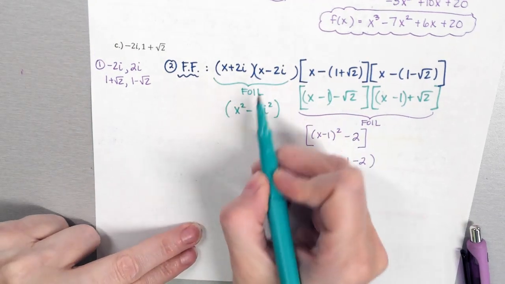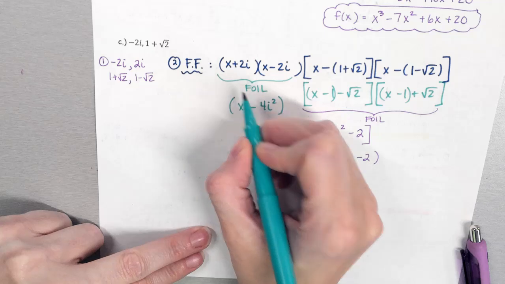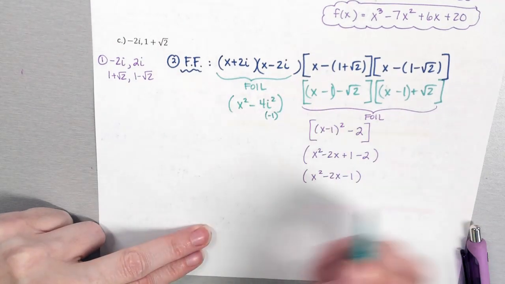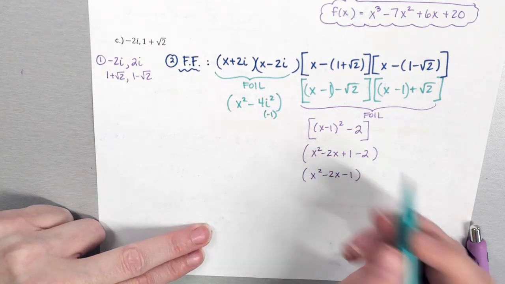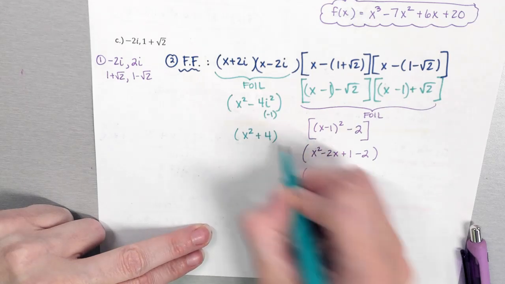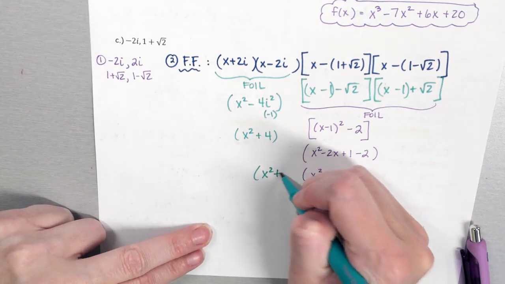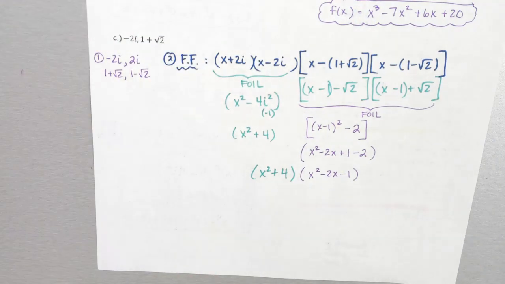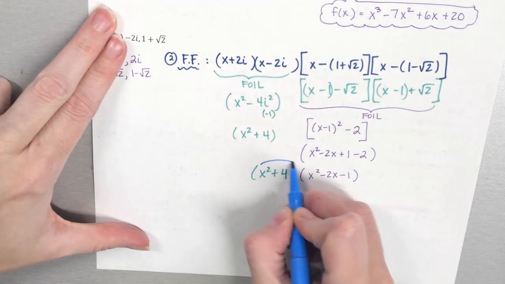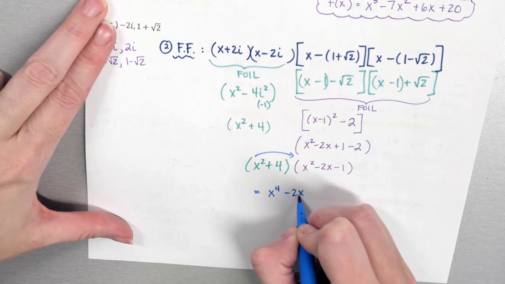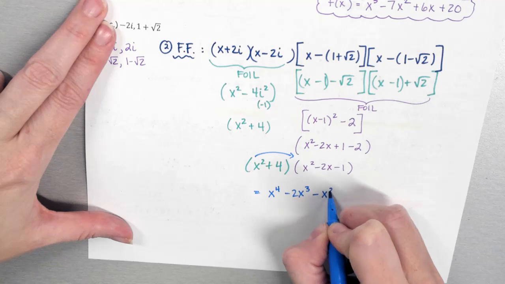Okay, so x times x is x squared. The inside and the outside are going to cancel. 2i times negative 2i is negative 4i squared. And I want to see this step where you're plugging it in. You'll get x squared plus 4. So that's what you're going to end up multiplying by the x squared minus 2x minus 1. Okay, so if you distribute x squared to everything, it becomes x to the 4th minus 2x cubed minus x squared.